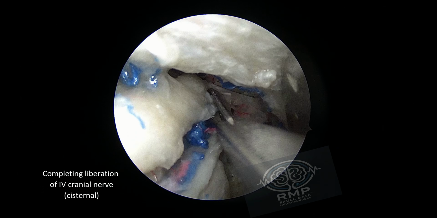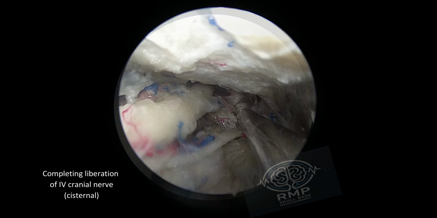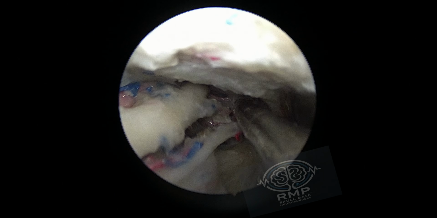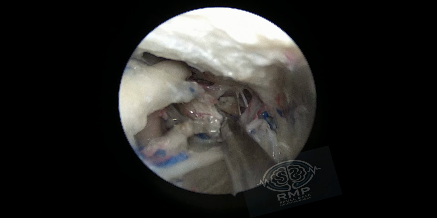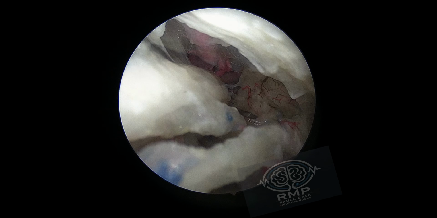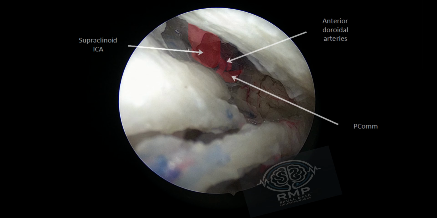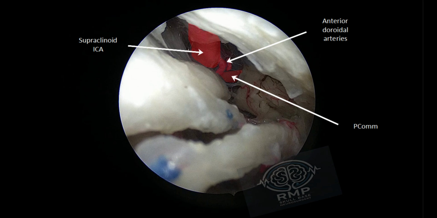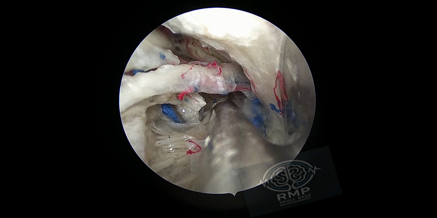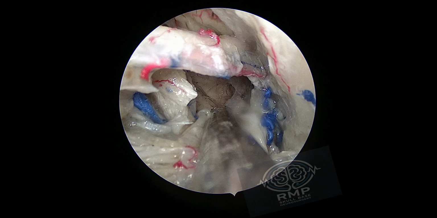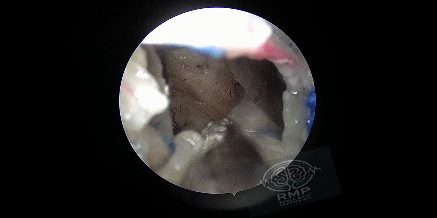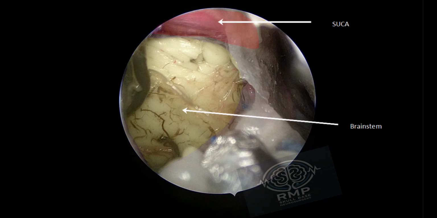Now the free edge of the tentorium is cut right below the third cranial nerve. This maneuver allows us to mobilize the fourth cranial nerve and increase the corridor into the parapeduncular space. Here we can find the distal branch of ICA, including supraclinoid ICA, anterior choroidal arteries, and PCOM. Through the infratrochlear triangle, we can access the subdural space, find the pons and the superior cerebellar artery.